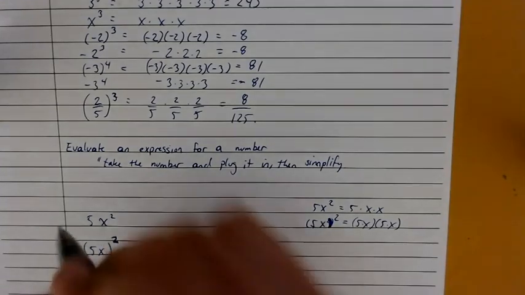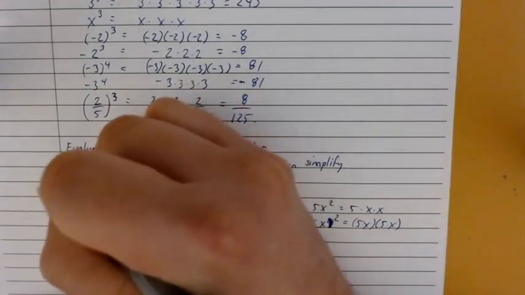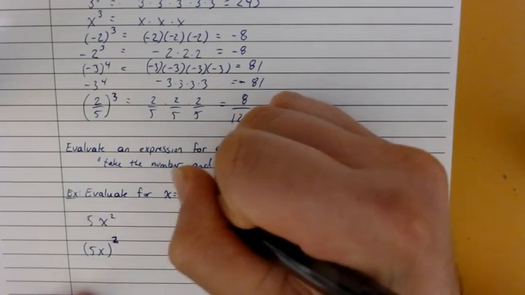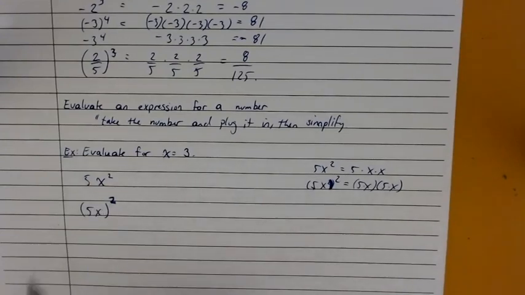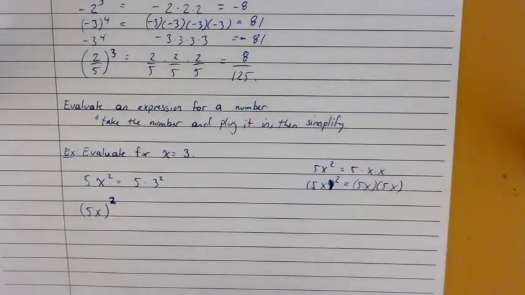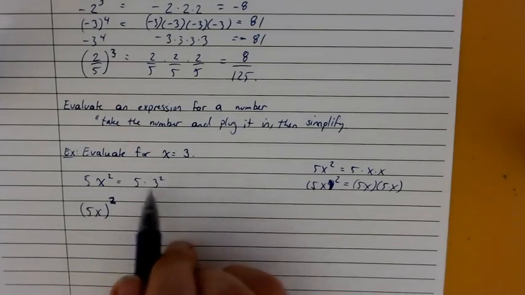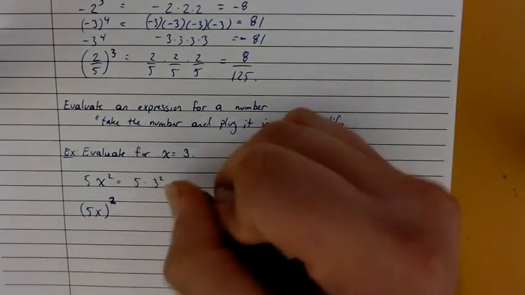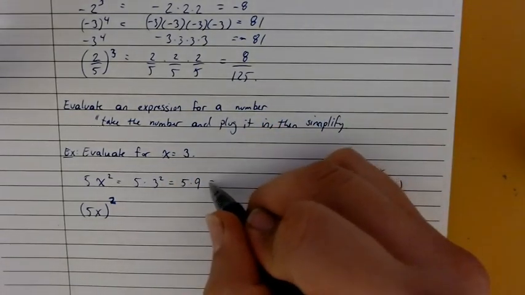All right, so let's go ahead and take these and evaluate the expressions. And this is an example. Evaluate for x equals 3. Again, that's the formal way of saying, okay, take that number, plug it in, and clean it up. So here that's going to be 5 times 3 squared. Remember, without parentheses, the squaring happens first. Think about the order of operations. Square happens before multiplication. So here 3 squared would be 9. And then once you have that 9, then you can multiply by 5 to get 45.